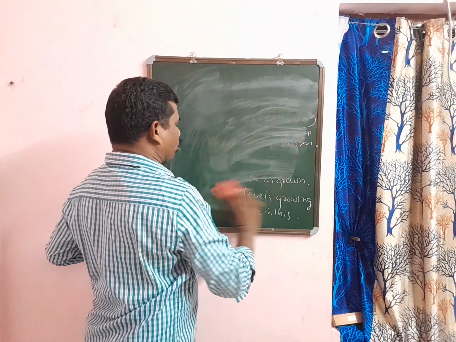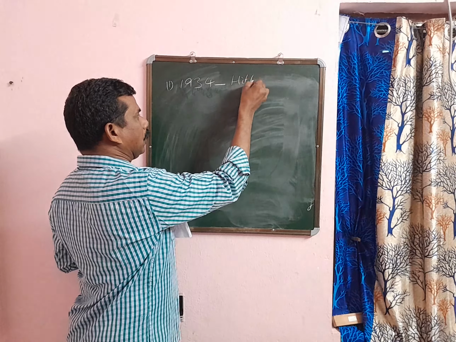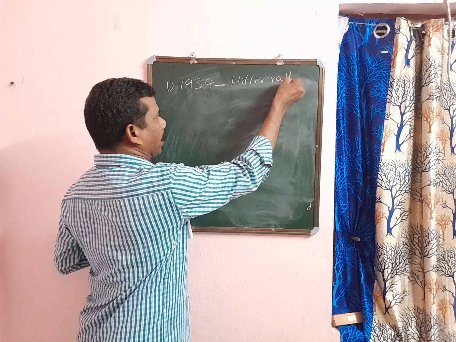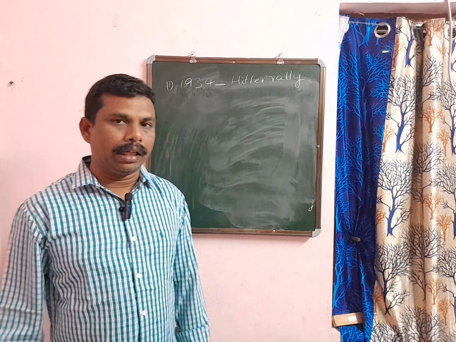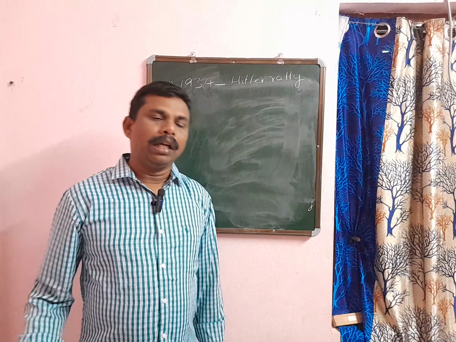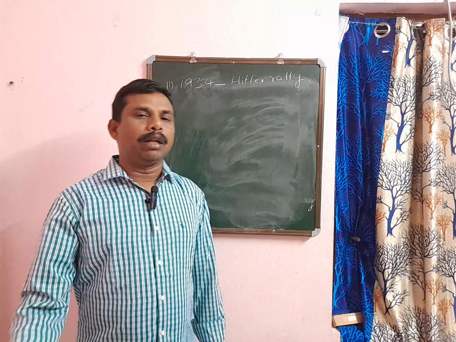The first point, 1934: Hitler rally. For example, so many rallies are going on in Andhra Pradesh and even in Telangana and the remaining states. If you have any idea about political party rallies going on in Andhra Pradesh, if possible, we can compare them with the Hitler rally. That is the first picture.